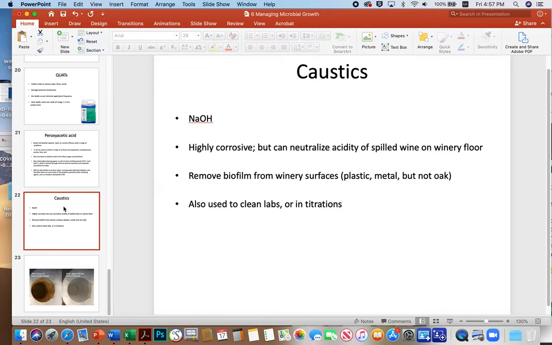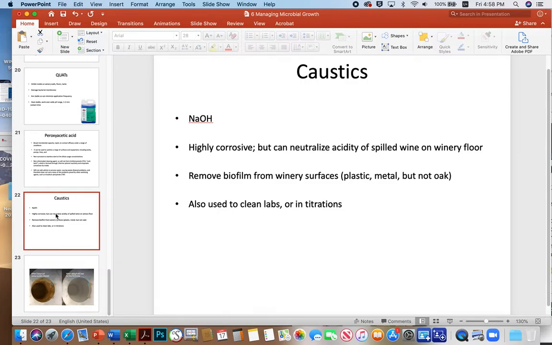Really important for that. If you have lines, like beer lines or whatever, where fluid is moving through them. Well, we also use them to clean the labs, but we can use them in lab experiments, for titrations and stuff, if we're doing total acidity. So caustics can also be used not just to manage microbial growth, but also as reagents in our labs.